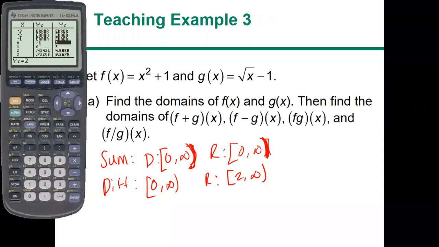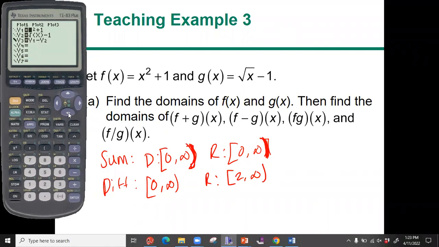Now we've done difference. We've done addition. Now we're on to product, multiplication. So we're going to look at the product of them. If I go down to my Y1 minus my Y2, now we're going to change it to a multiplication symbol. I'm going to go to graph and see what happens when I multiply. So there's my originals. Oh, and then there is my multiplication. I feel like I should zoom in.